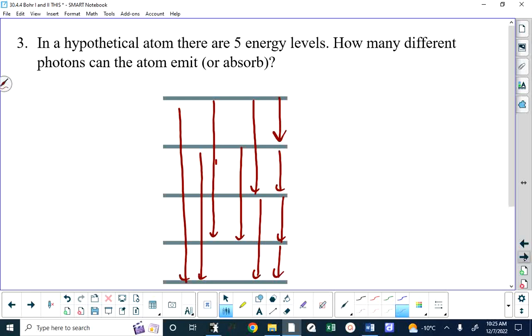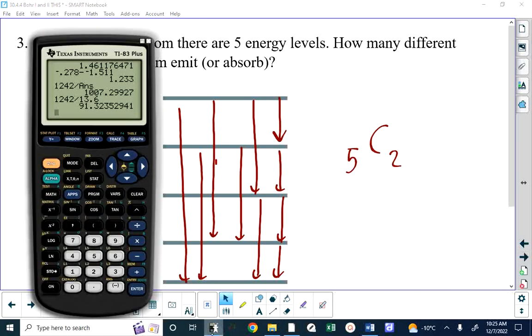Ian, do you see that this is 5 choose 2? There's a mathematical way we could have done it, just saying we have 5 items, we want to pick 2 of them, or choose 2 of them. And there's a way to use your calculator to figure out what 5 choose 2 is. So if I had 20 energy levels and I said how many different photons could be emitted, you would go 20 choose 2. Just for curiosity's sake, rather than counting 190, you could just do it.